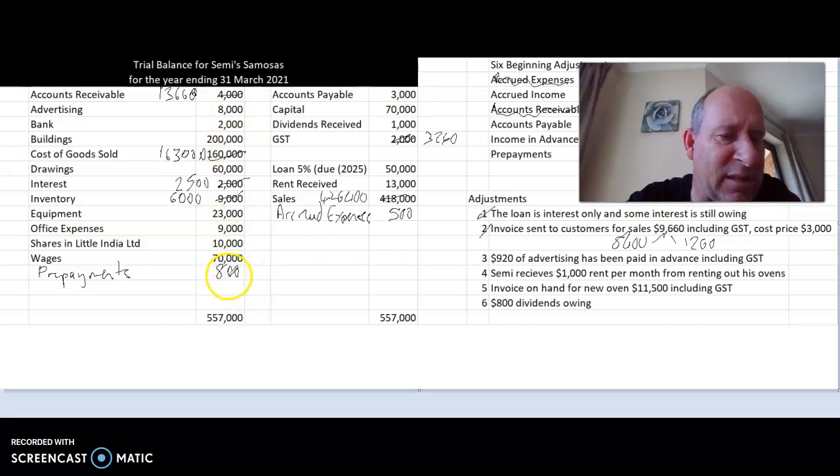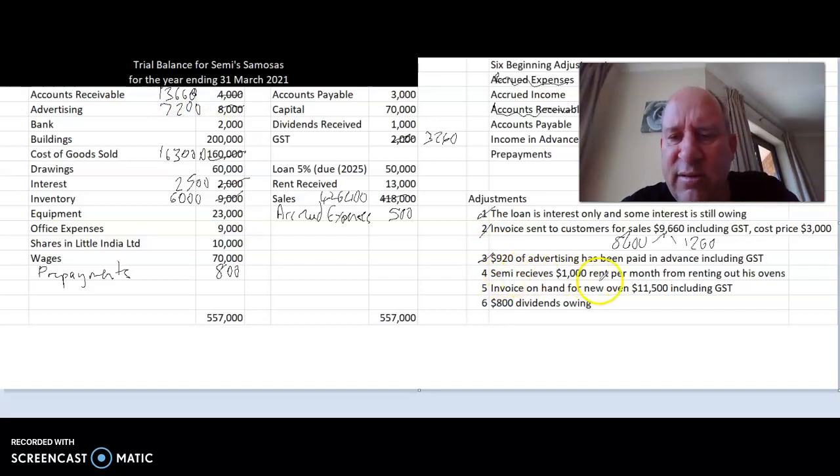So the rule for in advance is everything happens on the same side. So 800 plus. So we're going to have to minus on the other side. What was it for? Advertising. So you're going to take it off advertising. You're 800 off there. All right, that balances now too.